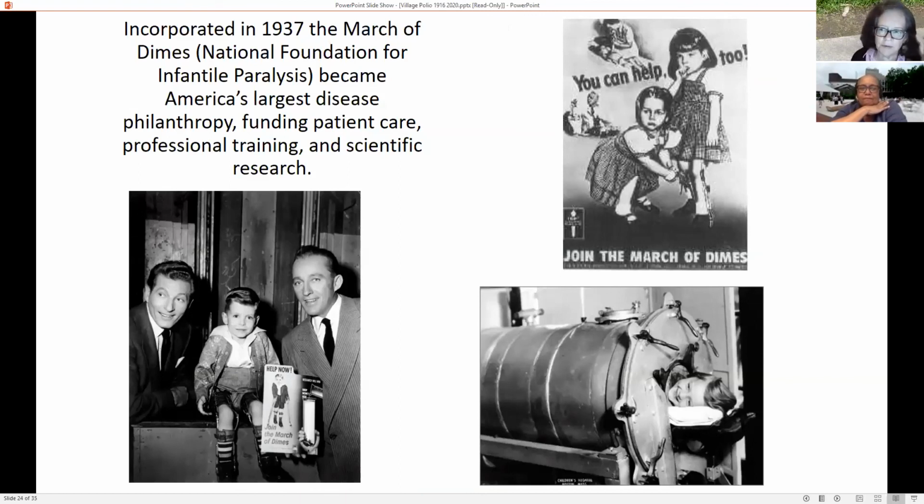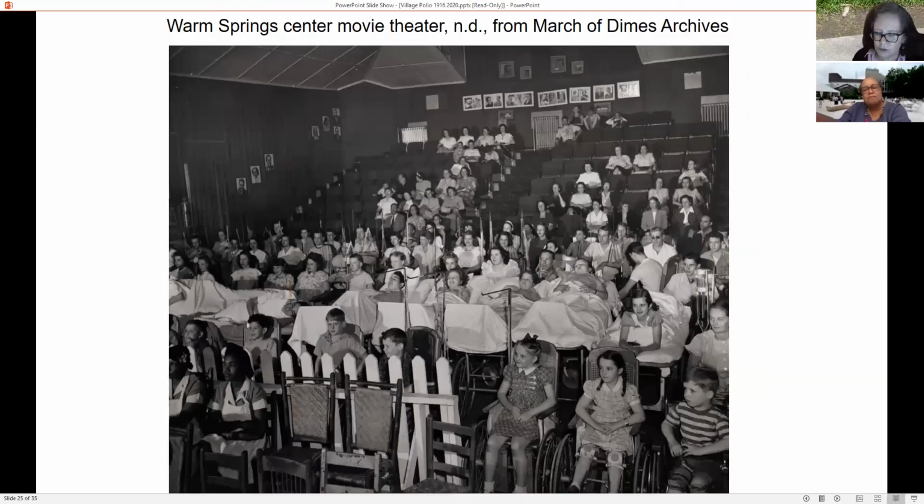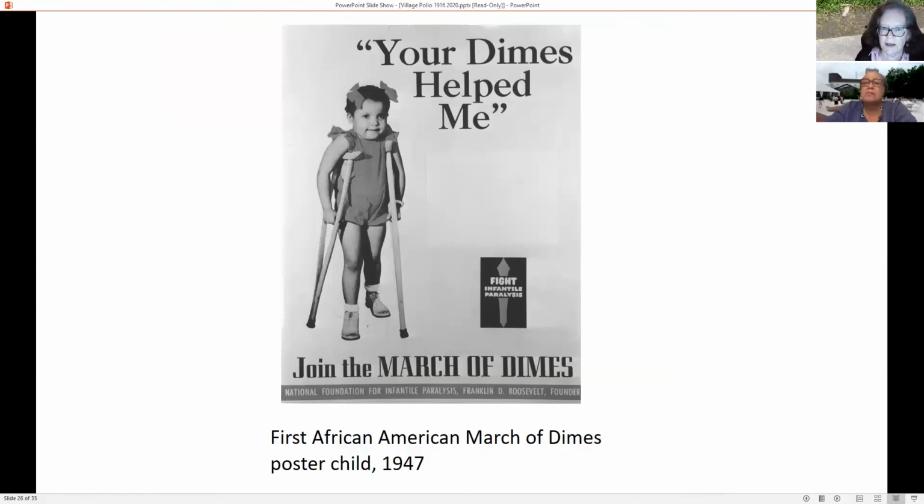With the patronage of Roosevelt, he set up a new polio charity called the March of Dimes, which was involved in funding treatment and also scientific research. Here I just wanted to mention that Warm Springs, being in Georgia, was always a segregated resort and never accepted Black patients. There were certainly Black faces, as you can see here in the movie theater, but they were the cooks, waiters, and janitors who worked at Warm Springs. And the very first Black March of Dimes poster child didn't appear until 1947.